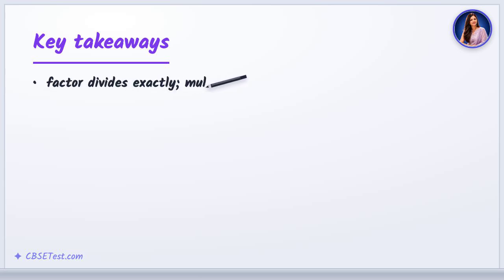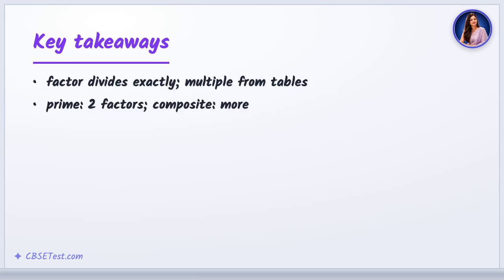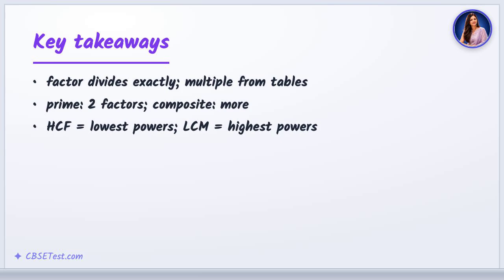To recap, factors divide exactly. Multiples come from times tables. Primes have just two factors, and HCF and LCM come from the lowest and highest prime powers.